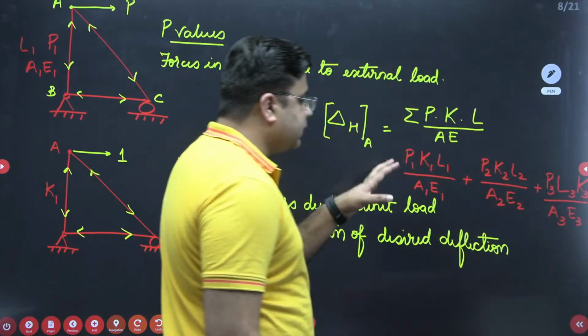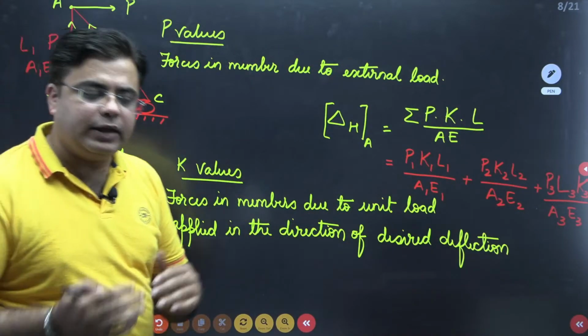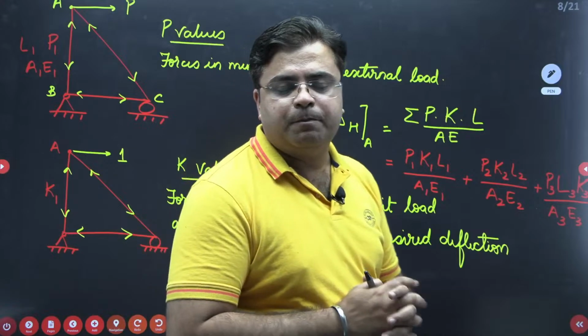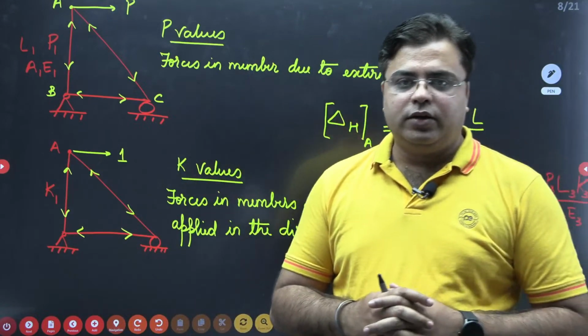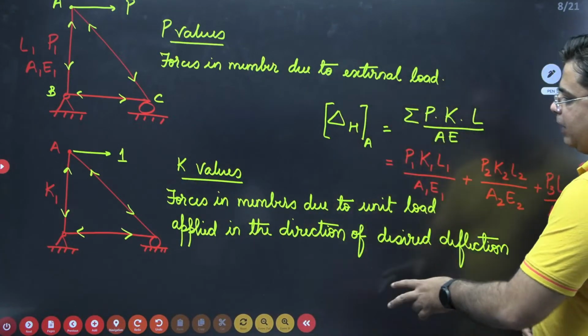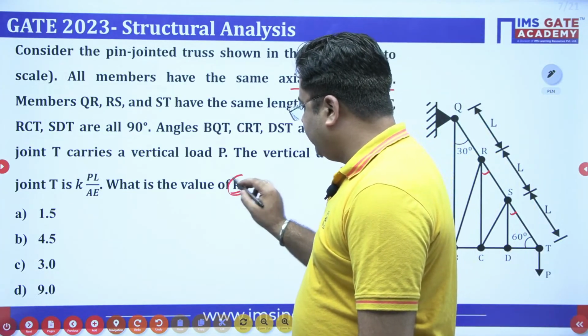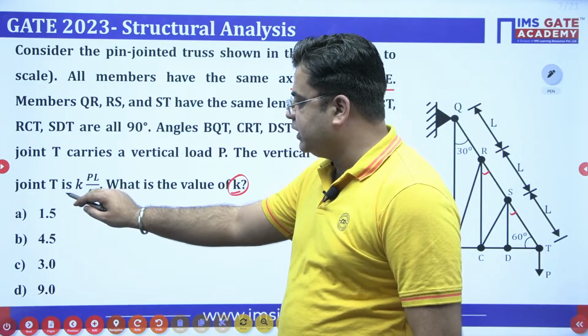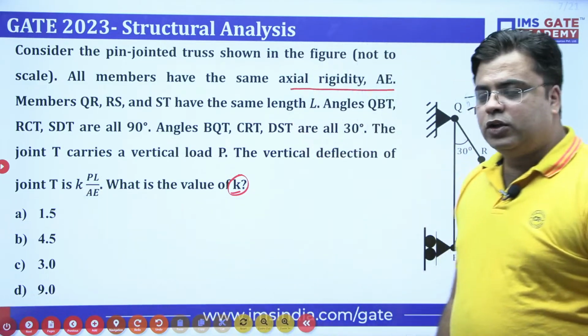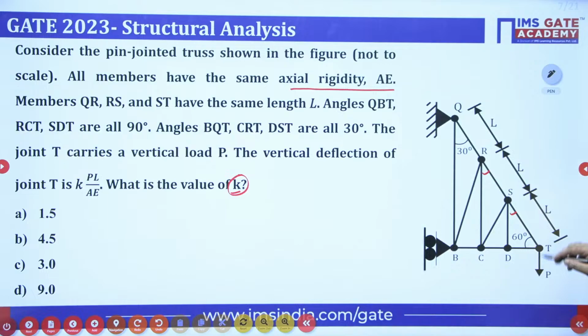So such a simple method to calculate any kind of deflection for a truss joint. Okay, so the same method we will apply to solve this question as well. We need to find out the value of K because this is the vertical deflection of joint T given to us. So first, due to this external load P, I will calculate all the member forces for this truss.